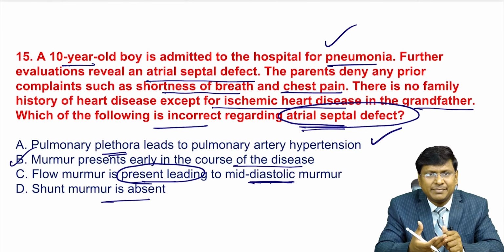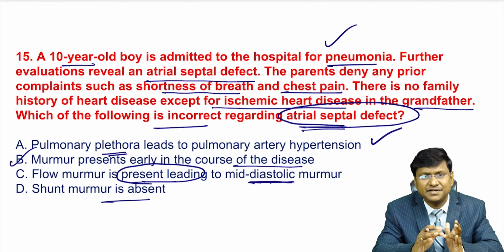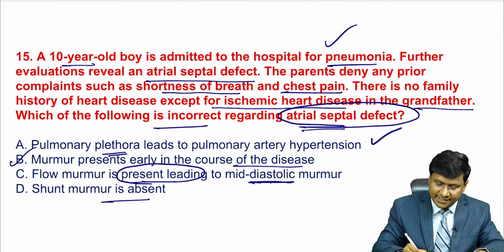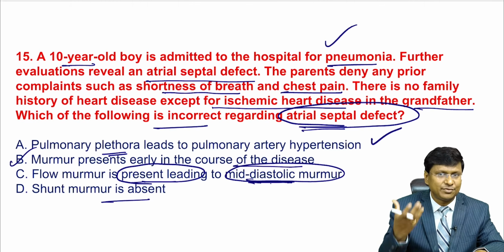So why is this a mid-diastolic murmur or flow murmur? Because in atrial septal defect, the right atrium is receiving blood from the superior vena cava and inferior vena cava, and the right atrium is also receiving blood from the left atrium as well, resulting in increased flow of blood from the right atrium to the right ventricle.